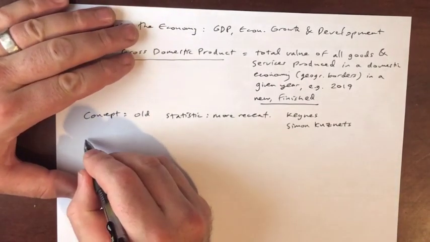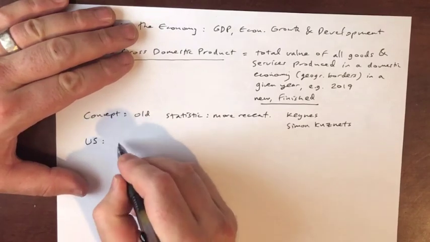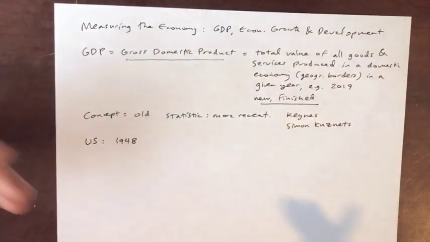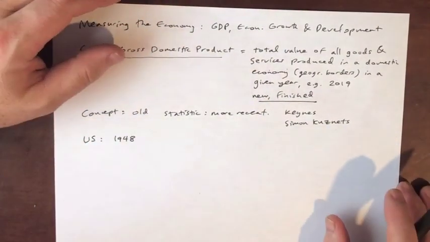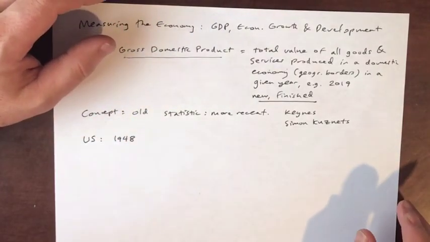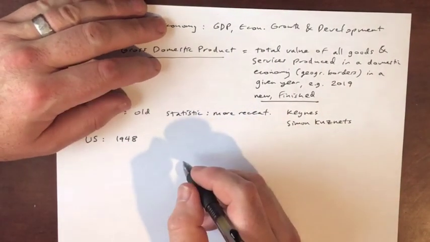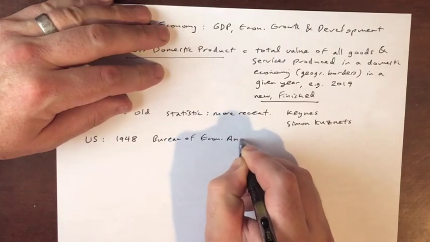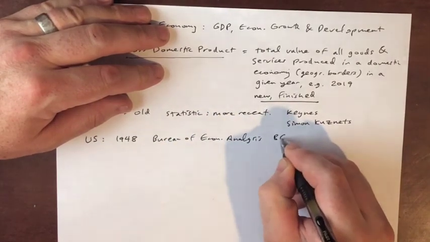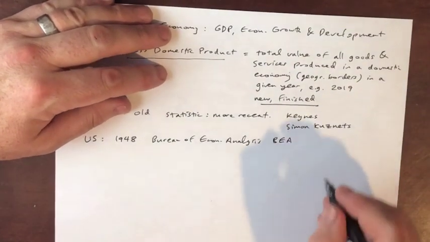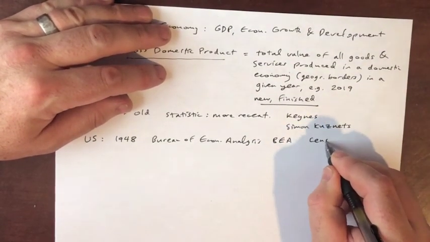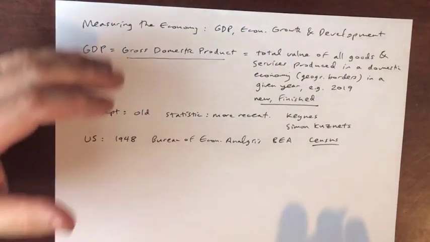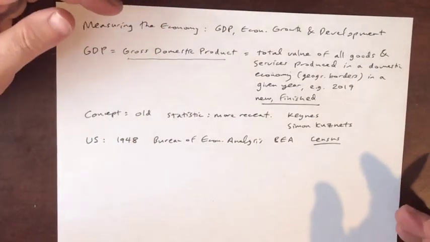Okay, and in the United States, GDP statistics go back to 1948. And that's about the age that we find GDP statistics in most countries. Okay, so around that time or later, right? And the part of the government that collects this information is called the Bureau of Economic Analysis. All right, that's the BEA. And they work in conjunction with the census. All right, so modern GDP statistics go back to the late 1940s.